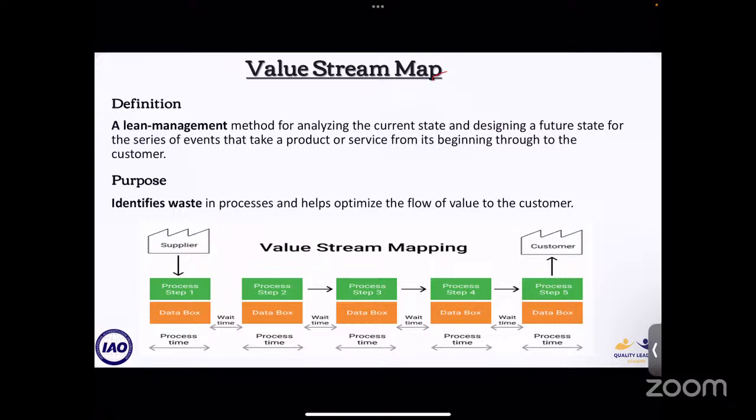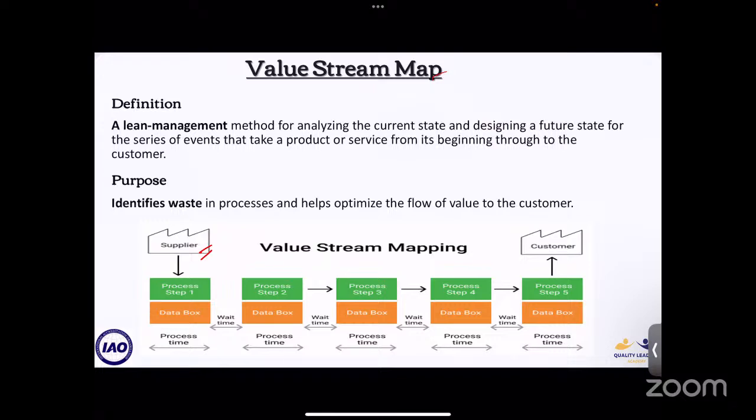Let's look at the diagram. On the far left, we have the supplier, the starting point of our process. The work then moves through a series of process steps, like step one, step two, and so on. For each step, we have two key measures, the process time and the wait time. The process time is the time that it takes to complete the step, while the wait time is the time that work sits idle before moving forward.